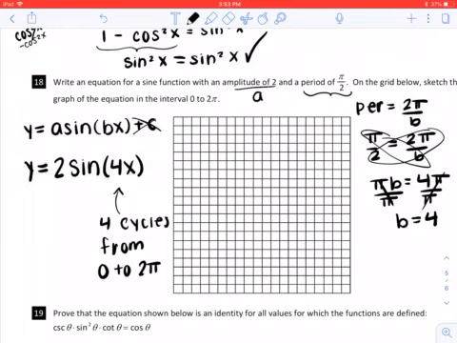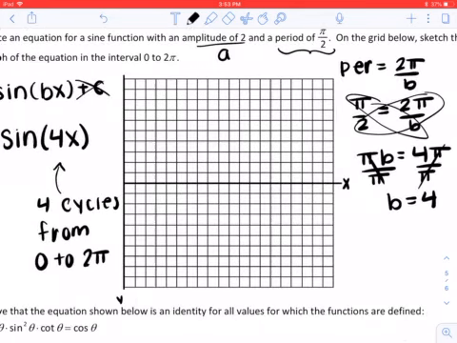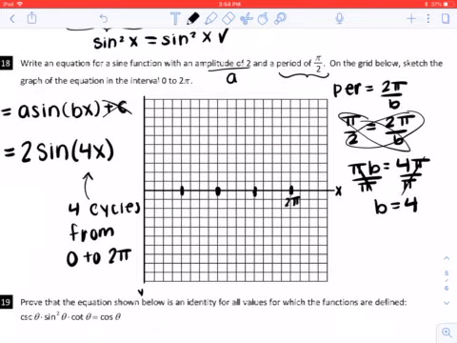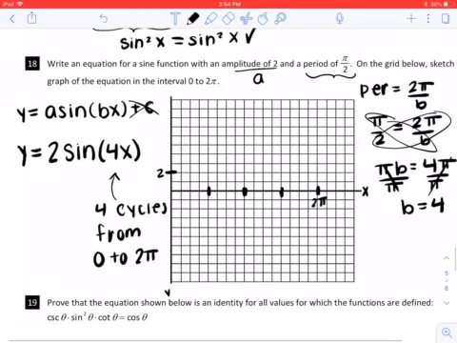So when this is asking me to go from 0 to 2 pi, that means I'm going to have 4 complete cycles of this graph. So I have my y-axis, my x-axis, 4 complete cycles, so that's 1 cycle, 2 cycles, 3 cycles, and then 4 cycles. That's when I get to 2 pi. My midline we can assume is 0 because it doesn't tell us. My amplitude is 2, so 0 plus 2 is 2, and 0 minus 2 is negative 2.